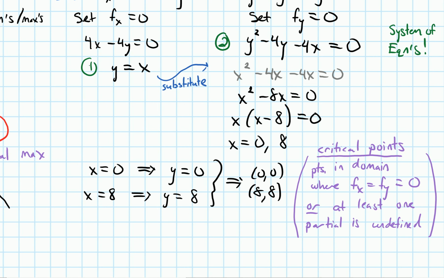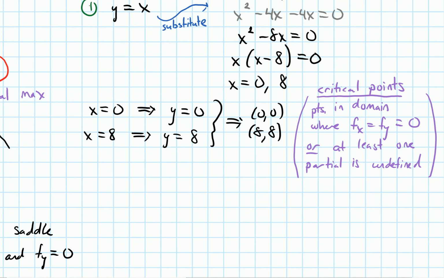Okay, so now that we got these critical points, we're ready to use our second derivative test. So we want to compute that determinant called the Hessian, D, and fxx, the second partial derivative of f with respect to x. We want to compute these at the critical points.